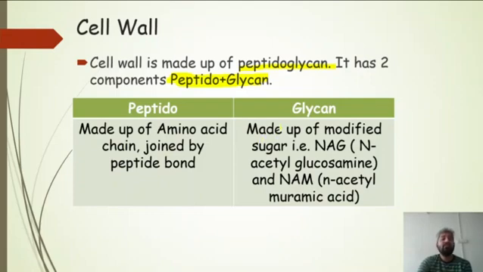The glycan part is made of sugars, and these are modified sugars. One is called NAG. What is NAG? It is N-acetyl glucosamine. The second one is called NAM, N-acetyl muramic acid. Okay? N-acetyl glucosamine and N-acetyl muramic acid. These are the NAG and NAM present in the glycan part of the cell wall.